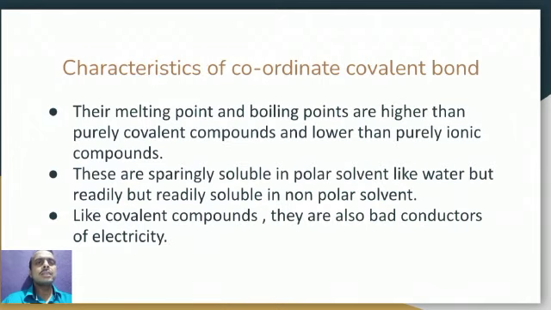These are some characteristics of coordinate covalent bond. Their melting and boiling points are higher than purely covalent compounds and lower than purely ionic compounds. They are sparingly soluble in polar solvents like water, but readily soluble in non-polar solvents. Like covalent compounds, they are also bad conductors of electricity.